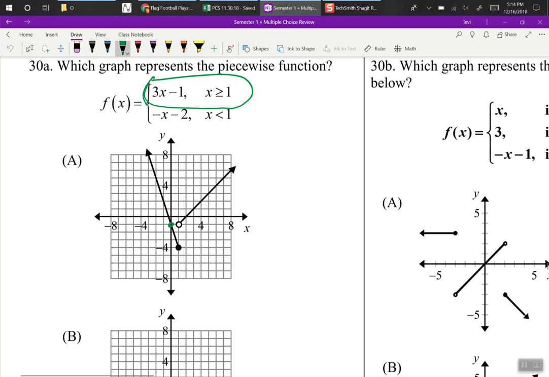going up 3 over 1, up 3 over 1, and now we want x values that are greater than or equal to 1, so at 1 is where we'll put our closed circle, because we have the equal symbol.